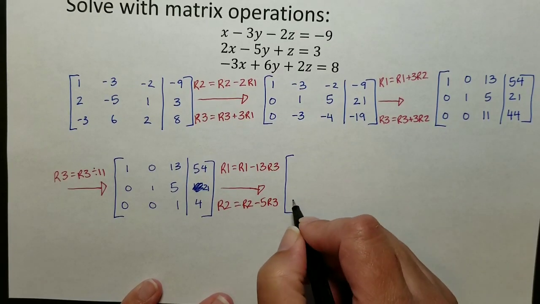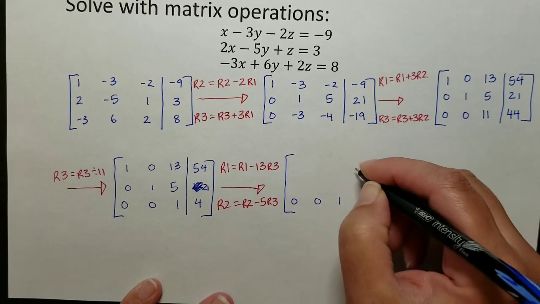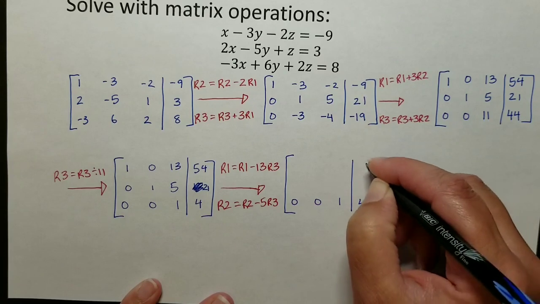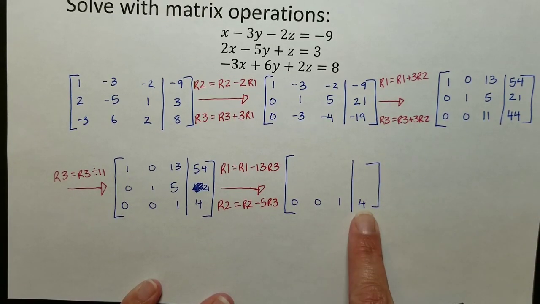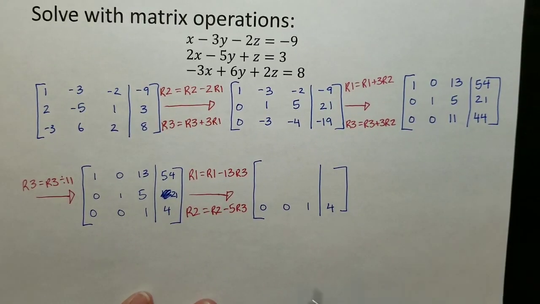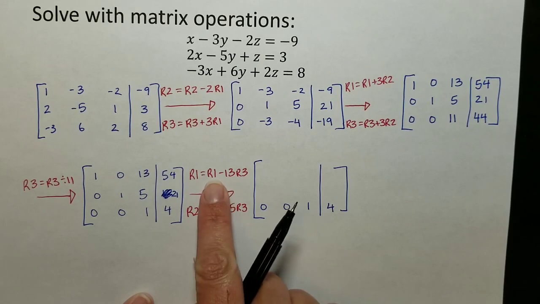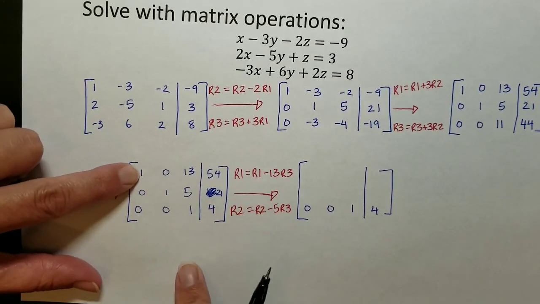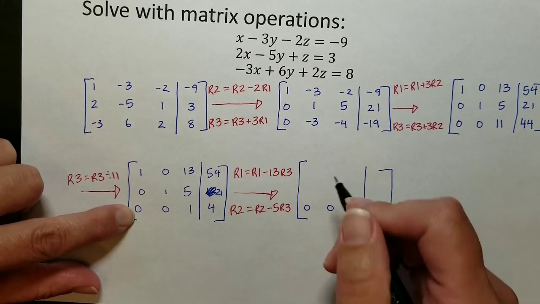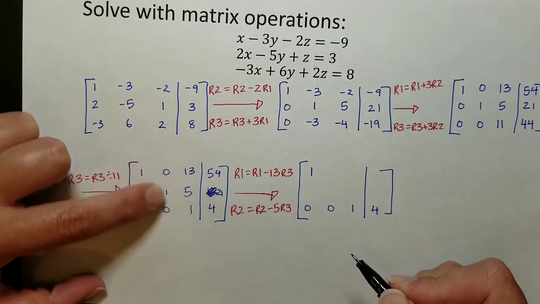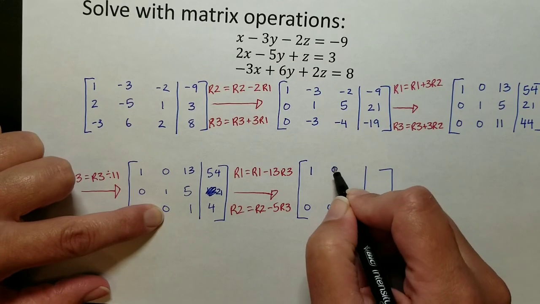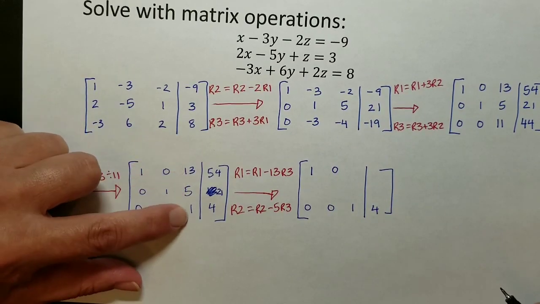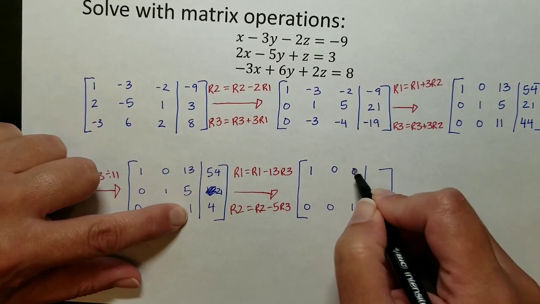Row 3 is not changing, it is done. And we can see that my Z will equal 4. So row 1 is the old row 1 minus 13 of the row 3s. So 1 minus 13 times 0 is 1. 0 minus 13 times 0 is 0. 13 minus 13 times 1 is 0.